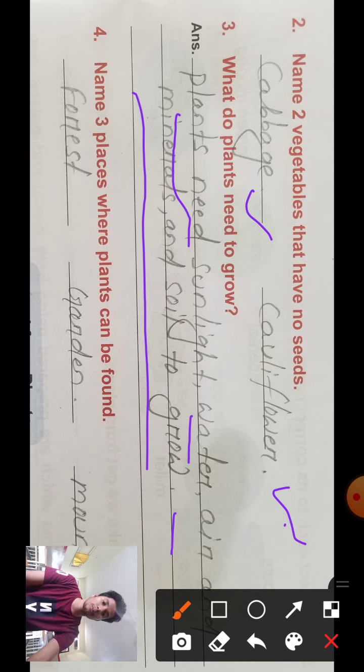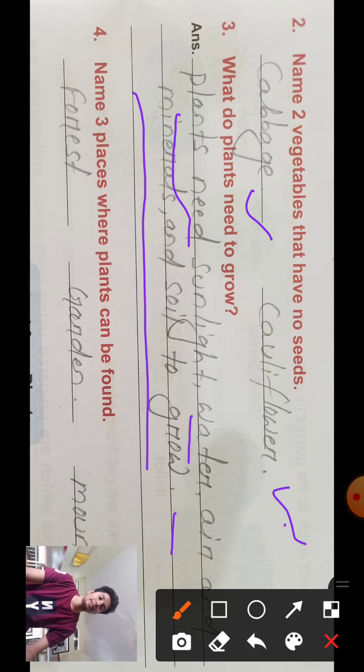Now come to question number 4. Name 3 places where plants can be found. Okay, name 3 places where plants can be found. Now you just tell me, name the 3 places where you can find plants. Or you can observe the plants, especially outside, around us. You can observe many plants, but there are specific places where plants grow in very huge amounts.